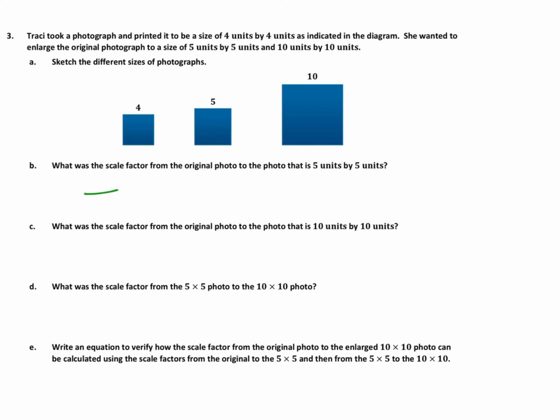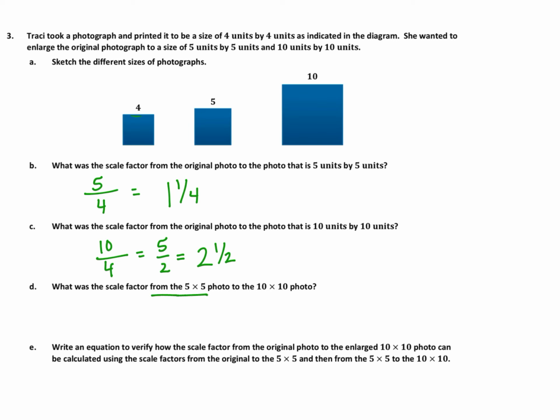So the original photo is our original, and the 5x5 is our new. You can leave it like that, or you can change it to 1 1/4. Then in the next one, it says, what is the scale factor from the original, which goes on the bottom, to the 10x10, which is the new and goes on the top? You can reduce that to 5/2, or you can change it to a mixed number of 2 1/2.